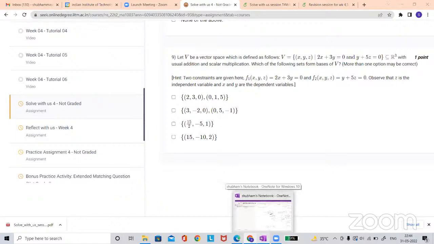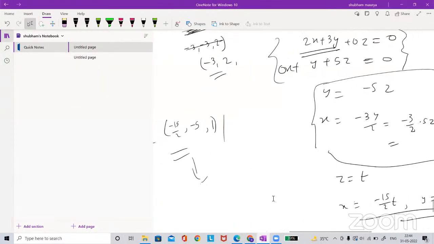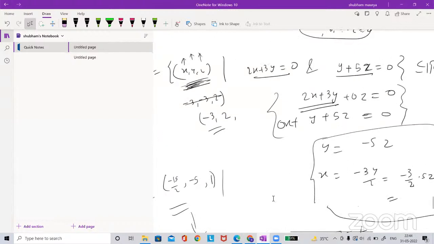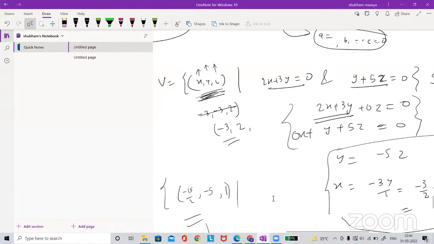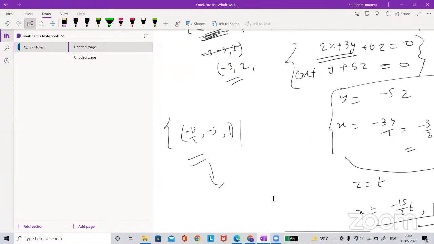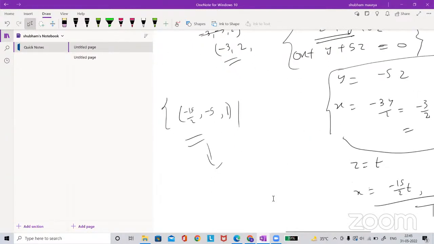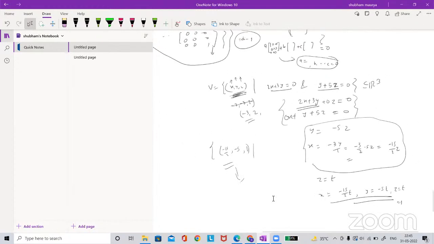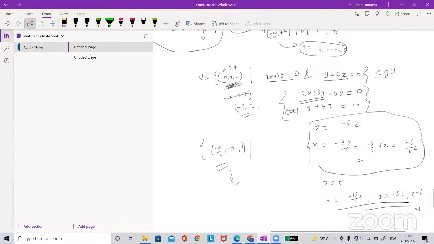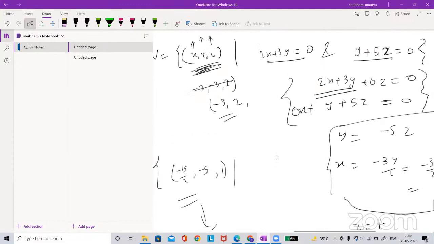No. Okay, first, what is the basis? Before going to dimension, comes the basis. What is the basis of this vector space? Number of free variables. Basis is number of free variables. Number of free variables for this system of linear equations is found by elimination.